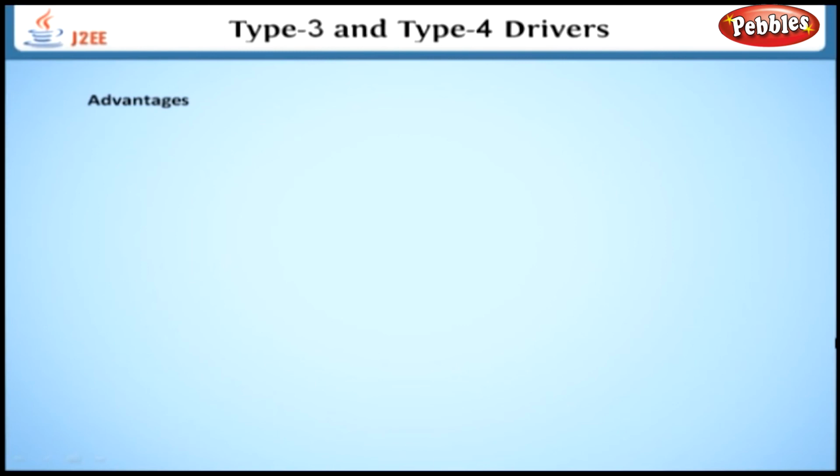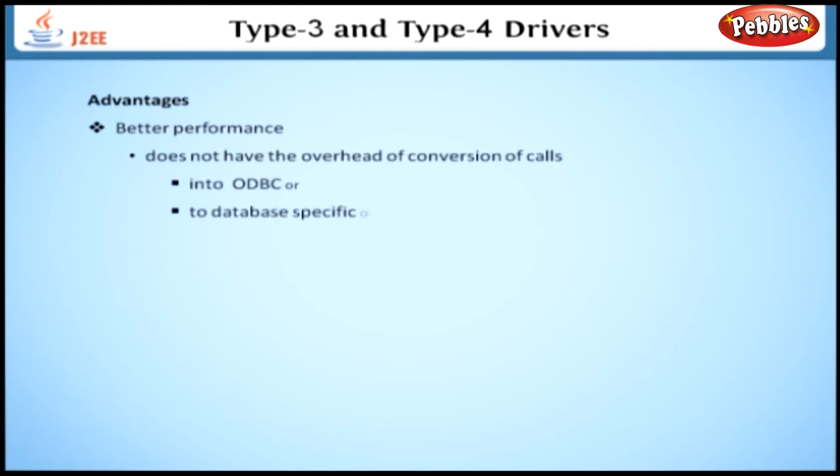Advantages. It provides better performance over the Type 1 and 2 drivers because it does not have the overhead of conversion of calls into ODBC or database-specific API calls or to any middleware layer. Unlike the Type 1 and 2 drivers, it does not need any associated software. Thus, the performance is considerably improved.